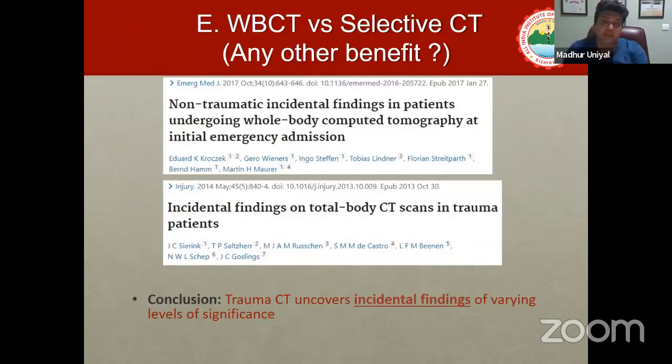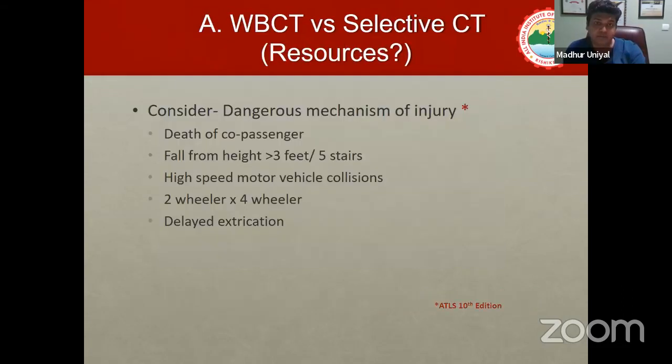Any other benefit? I just want to recollect, I was doing my observership in Japan in Osaka City University Hospital. Trauma. And I realized in the morning, a patient came and he got a pan CT for trauma, and it showed an aneurysm of the aorta, which was not traumatic. So the patient came for something else, but he got operated for other things. And these incidental findings, if you see, are not less. So there are other benefits also of doing whole body CT.